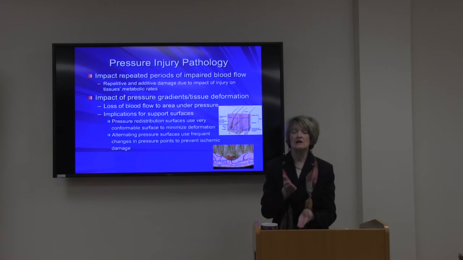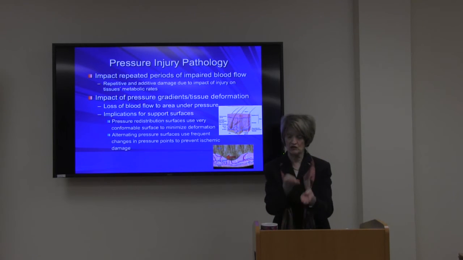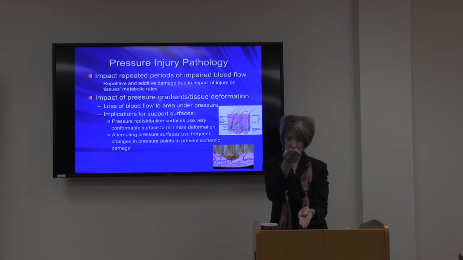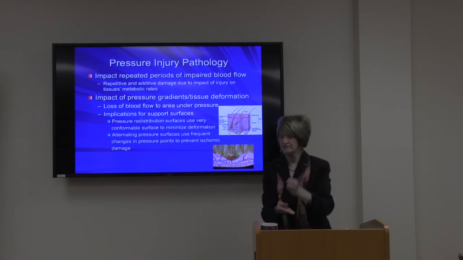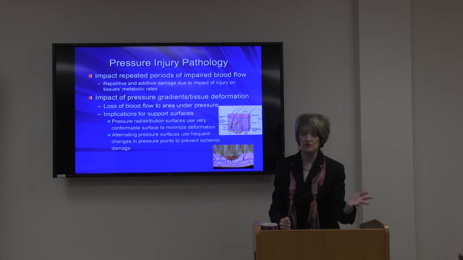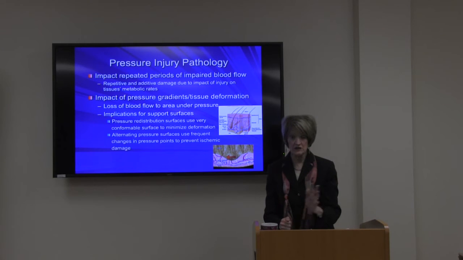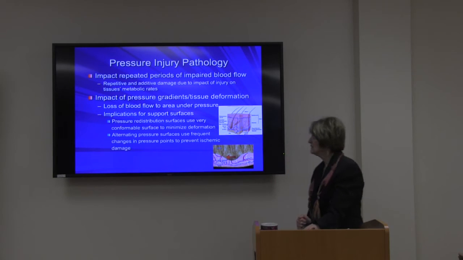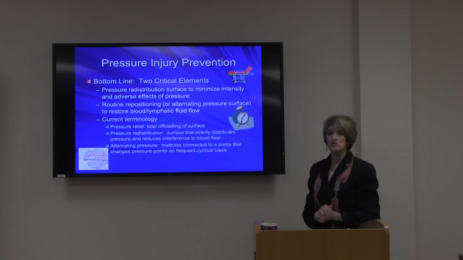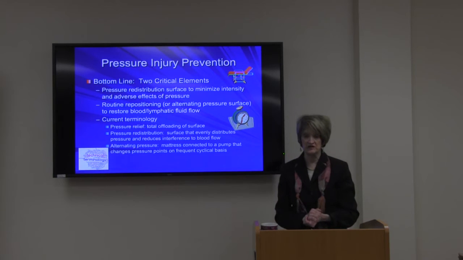And we use that in combination with periodic repositioning to totally restore perfusion to that entire surface. There is another approach, and it's the alternating pressure pad approach, where you change the points under pressure on a routine, frequent cycle so that you compress, offload, compress, offload. At this point in time, we lack data that says this approach is better than this. So we have both available to us. So this is what we've been talking about. Two major elements for pressure ulcer prevention.